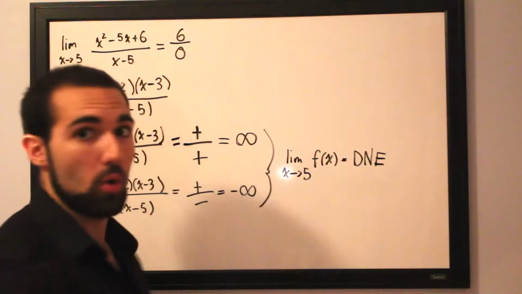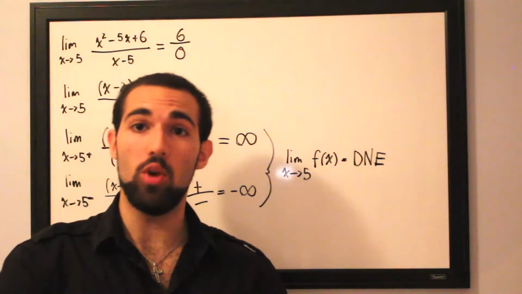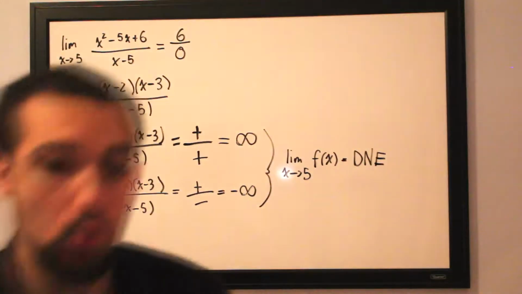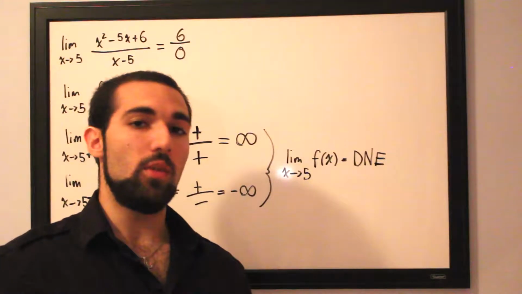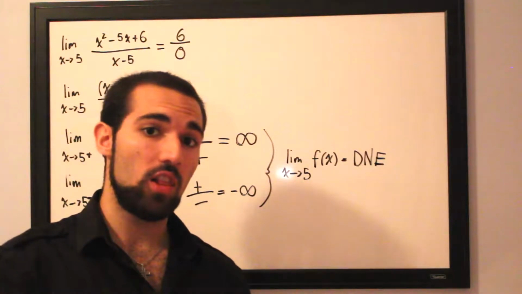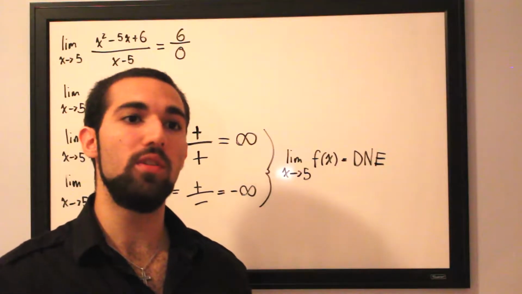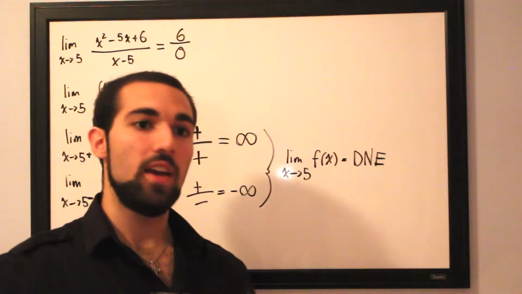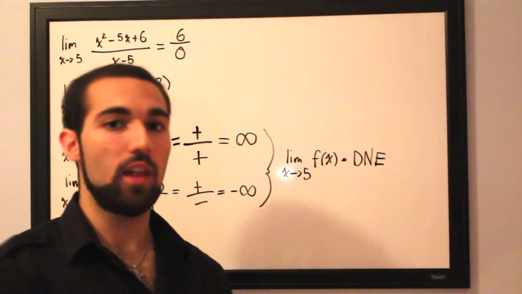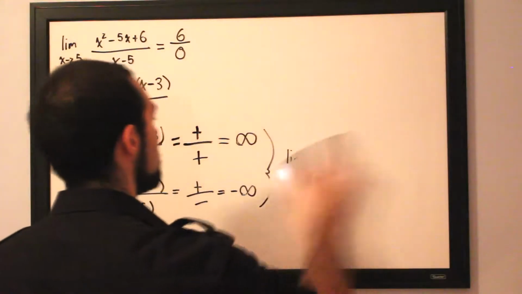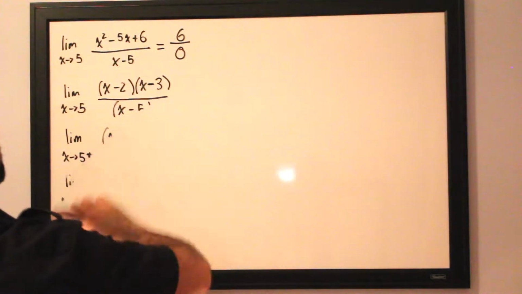And I know I really am going overkill when it comes to limits that do not exist, but I really do want to emphasize the point that whenever the right-handed limit and the left-handed limit do not line up, the limit does not exist, because I get questions all the time like, how do you know when a limit does not exist? It's whenever your right-handed and left-handed limits do not line up. This is a point that I really want to get across to all of my viewers.